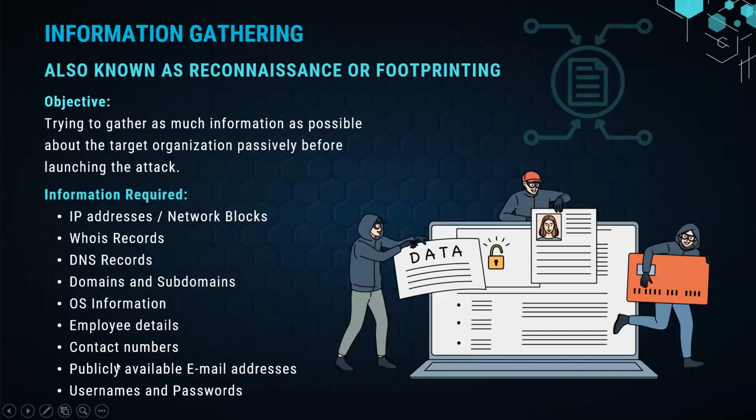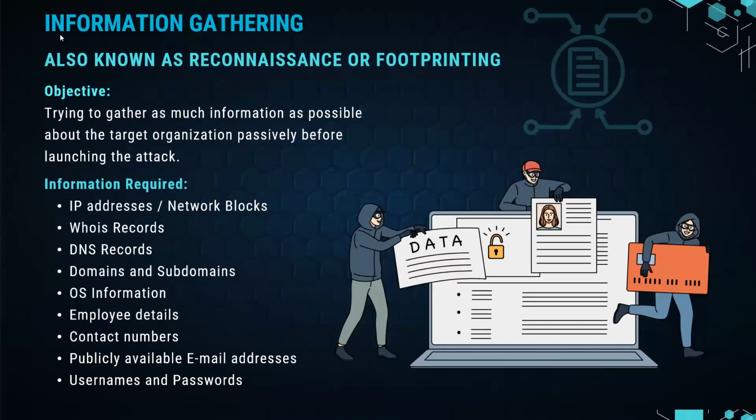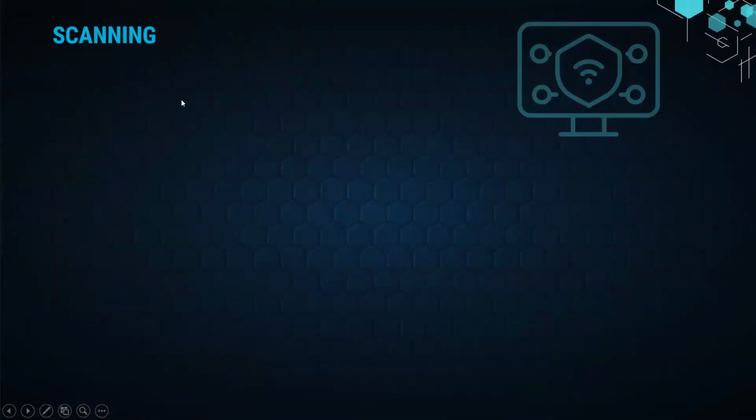Similarly, for other pieces of information, you have other websites which will give you all the data required. Now, once all of that data has been obtained, that data is utilized in the next phase called scanning. Scanning is also commonly called enumeration.